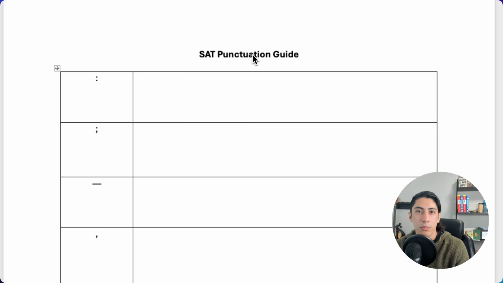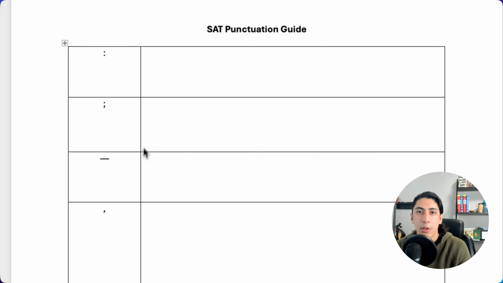So here's what I want you to do. Go ahead and get a piece of paper. I want you to break it up into 4 different parts. We're going to go over each of these different kinds of punctuation. This is super SAT specific, and I find that it's the easiest way to get your score up about 100 points if you're scoring anywhere from 1,000 to 1,200. So the first one is going to be the colon.